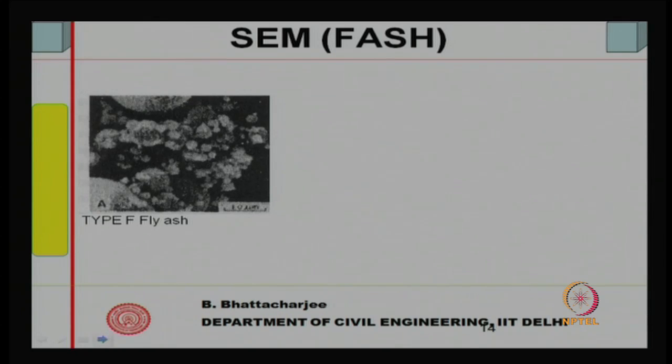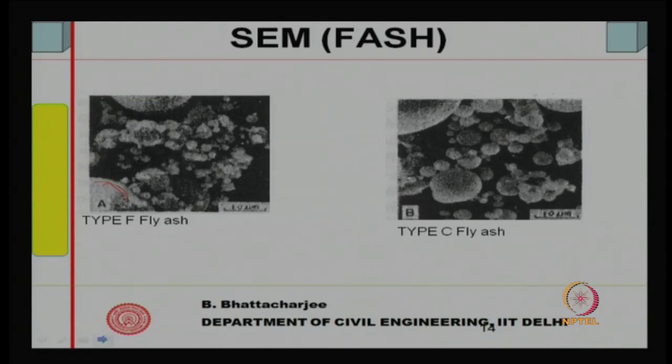Now, if you look at the scanning electron micrograph of fly ash, you will actually see spherical particles. The white ones are spherical particles of the fly ash. Generally they show sphericity; both type C and type F fly ash are spherical in nature, as you can see here, with a rounded shape. So, fly ash particles are rounded in shape.